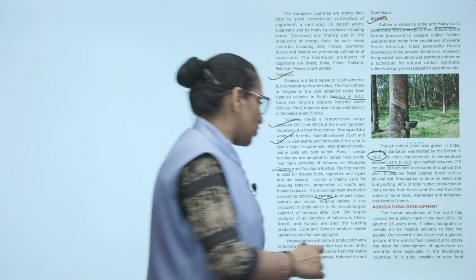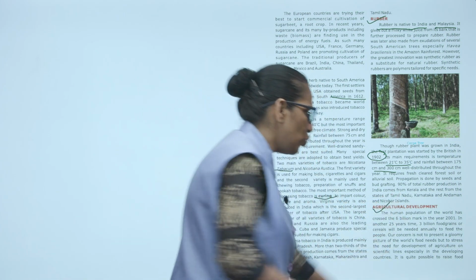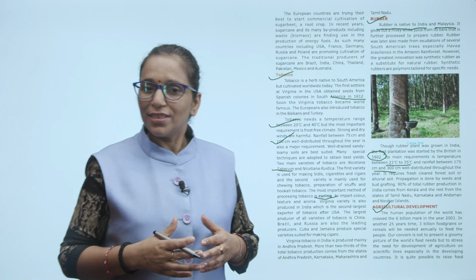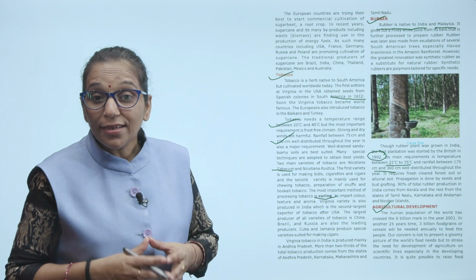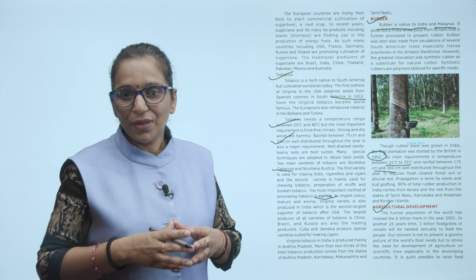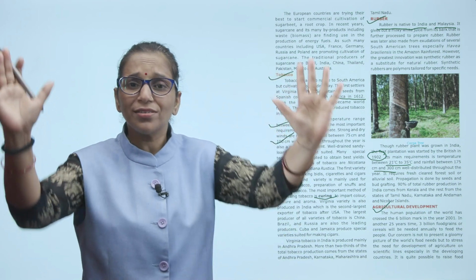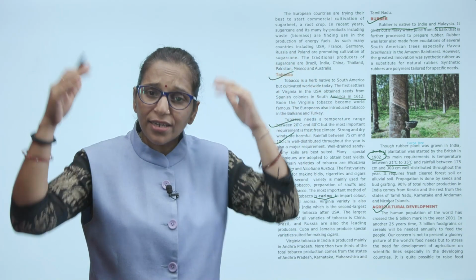Moving to agricultural development. The human population of the world is increasing day by day. At this time India is the most populous nation of the world. We crossed 6 billion in 2001. Then in another 25 years, 3 billion tonnes of food grains or cereals will be needed annually to feed the people. How could it be possible when land is fixed and population is ever growing, increasing day by day?